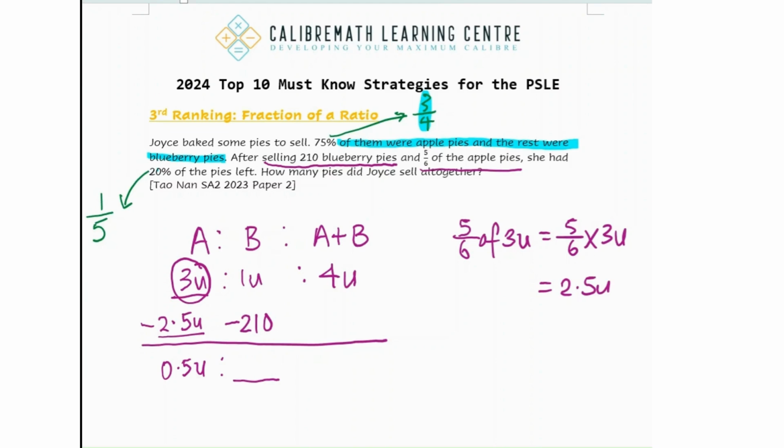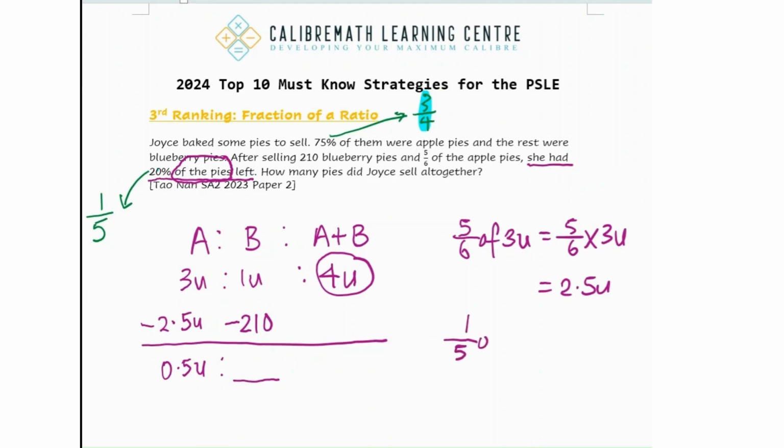Let's read on. She had 20% of the pies left. So since we know that 20% is 1/5, and of the pies refers to all the pies, which is the 4 units here that we have found at first, we're going to do the same thing, apply fraction of a ratio again. We're going to find 1/5 of 4 units, and that gives us 0.8 units. So this means that 0.8 units is the number of pies that were left. So I'm going to write that in the end here, 0.8 units.